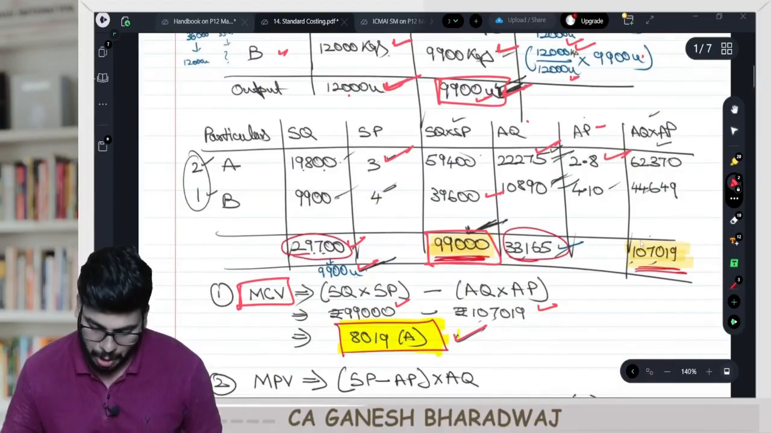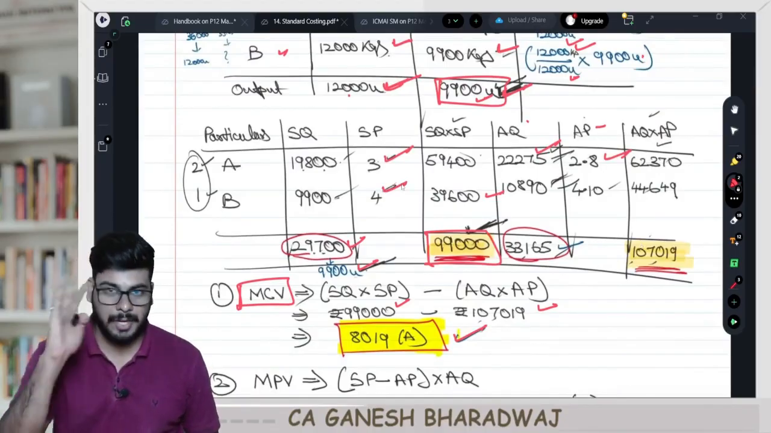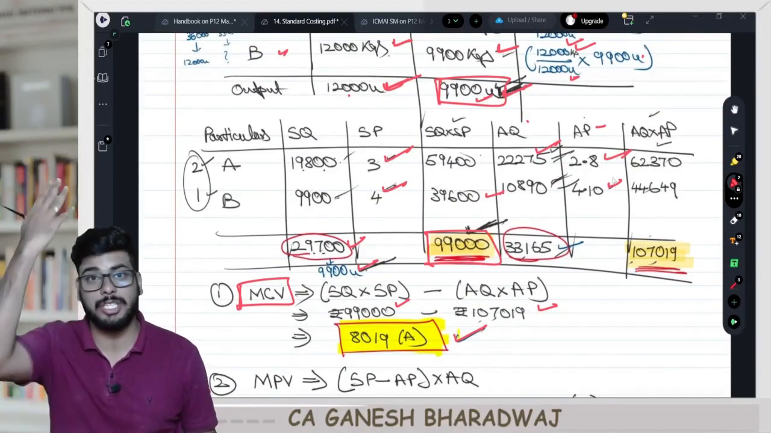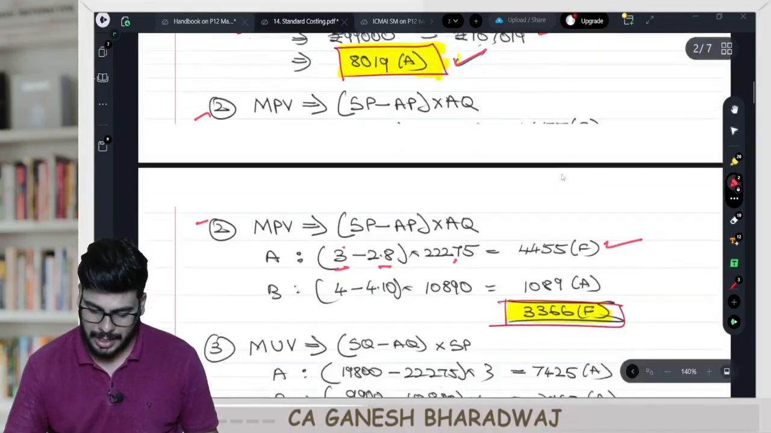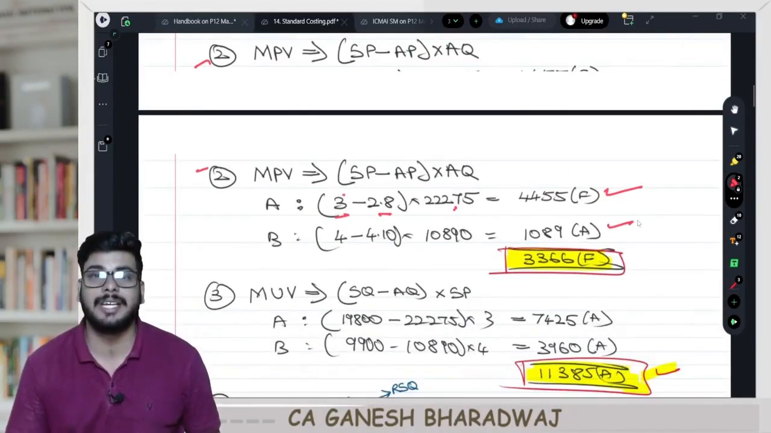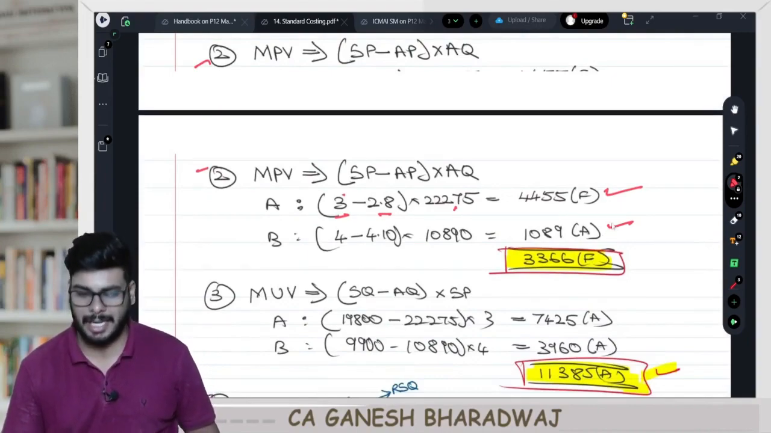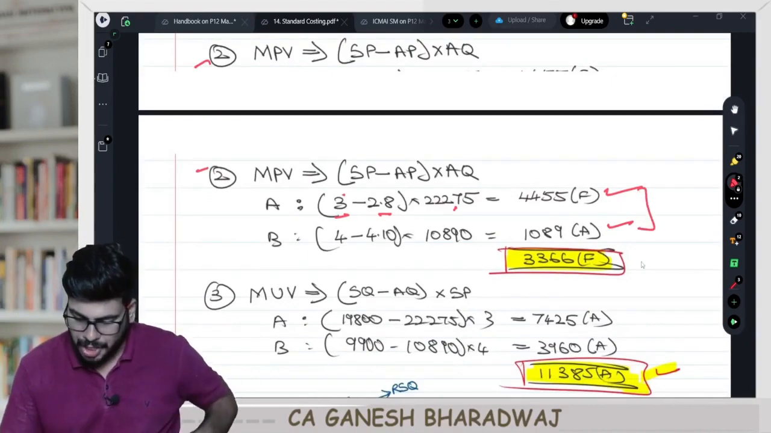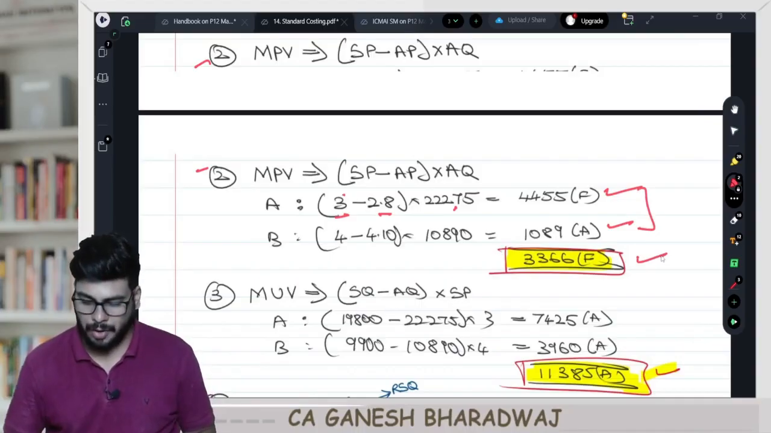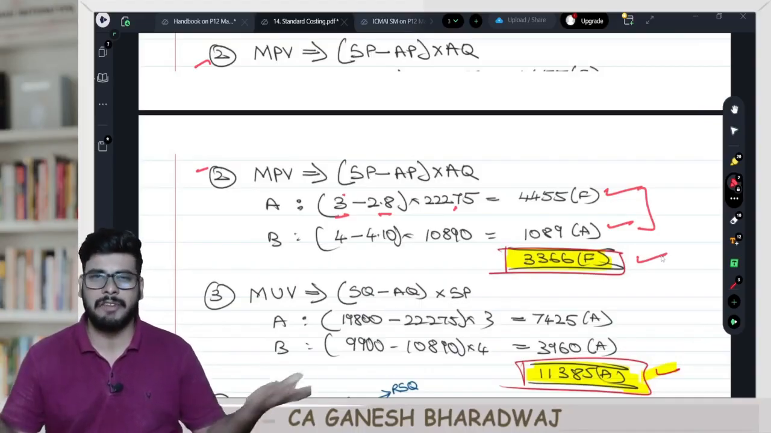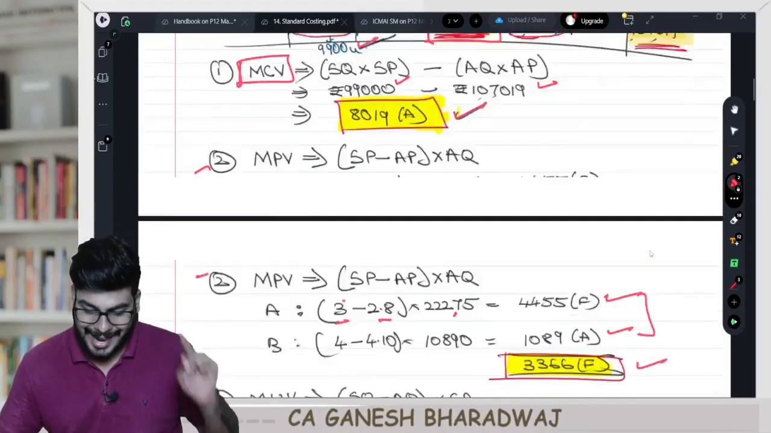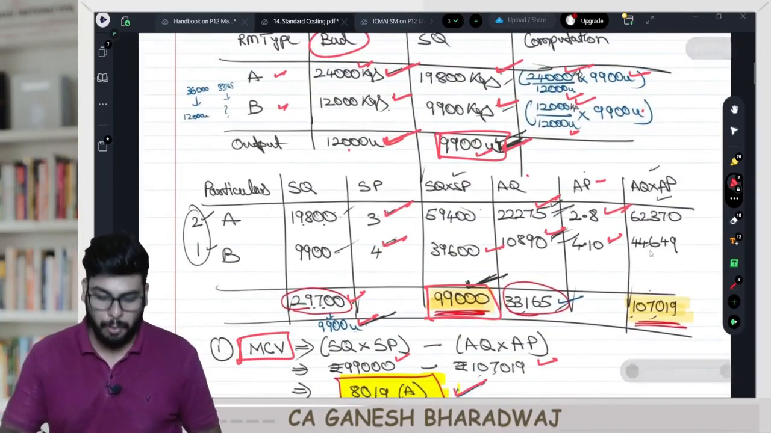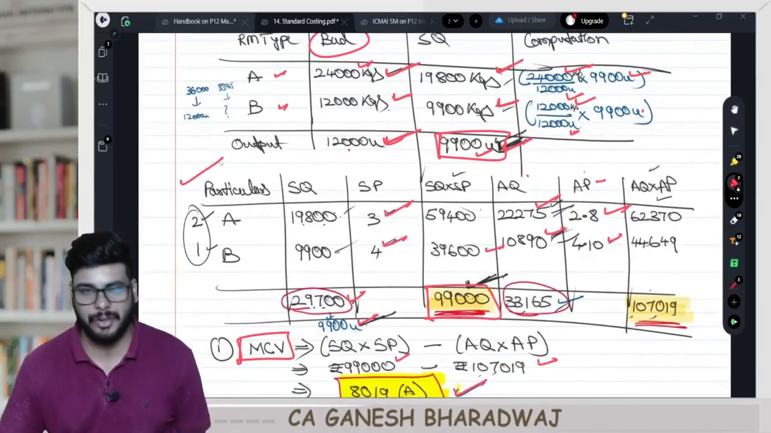Similarly for product B, it's going to be 4. You should have spent 4 rupees, but you've spent 4.10. You've paid more. It's an adverse variance into actual quantity, which is 10,890. Look at this. You get 1,089 as adverse. So you knock these two off. You get a net effective favorable variance of how much? 3,366 favorable. Clear with this, guys? Just a matter of substituting the figures. See how easy it is. The entire crux lies in putting this table. Once you put that, it's just a matter of substituting the figures.